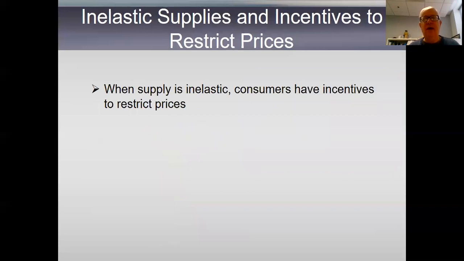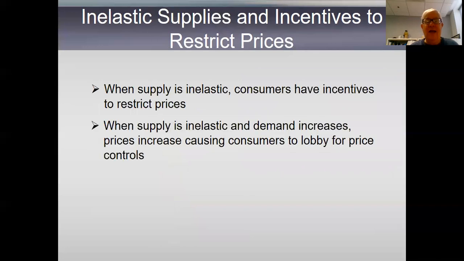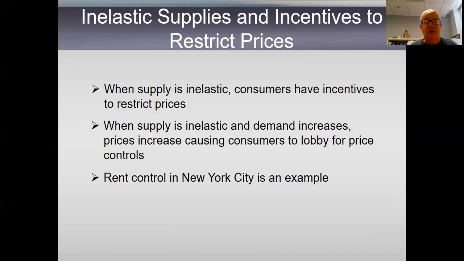Now, what about when they have an incentive to restrict prices? Now let's consider the situation where it's supply that's inelastic. Now it's the consumers that have incentives to restrict the price, not restricting supply, but restricting the price. We've got supply is inelastic and demand goes up. Consumers can be expected to lobby for price controls. Anywhere you have a city that has rent control, this is common in New York City, that's an example of this kind of situation.